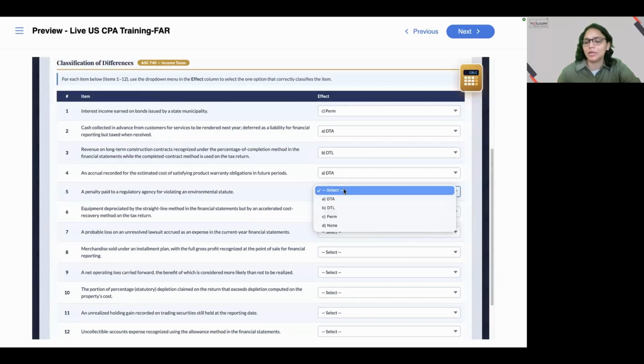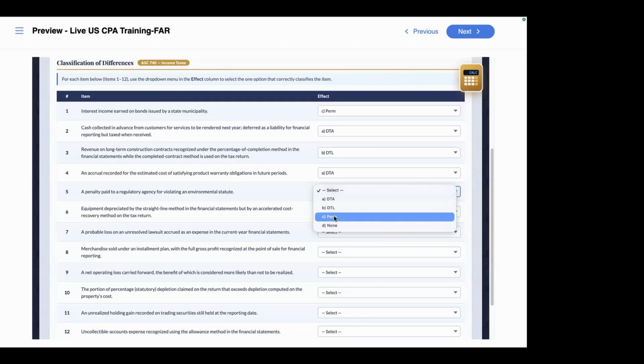Will there be a difference? Answer is yes. Will that difference be temporary or permanent? That would be permanent.